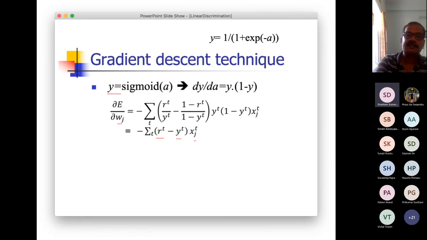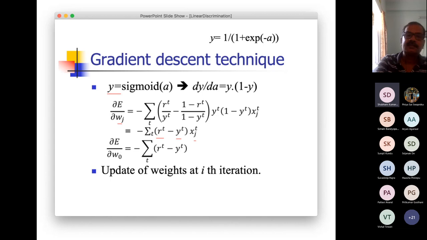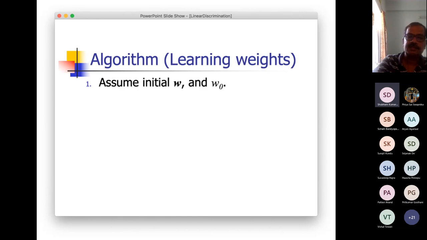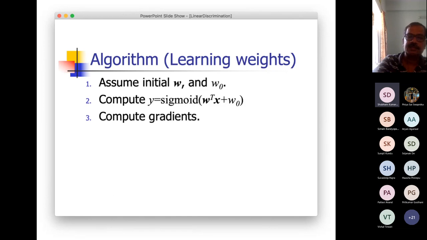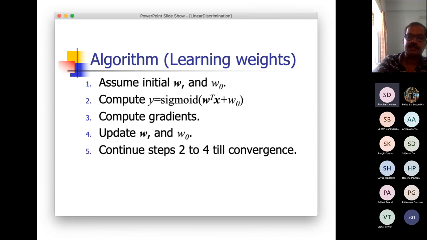Yt is not a label. Yt is your posterior that you have computed in this. So that difference, and the negative of that, is the learning. That is the weight update rule. And W naught can be obtained in this fashion. So you just apply it iteratively. You do it iteratively till it converges, and that is how you get all the parameters. So this is the final algorithm.